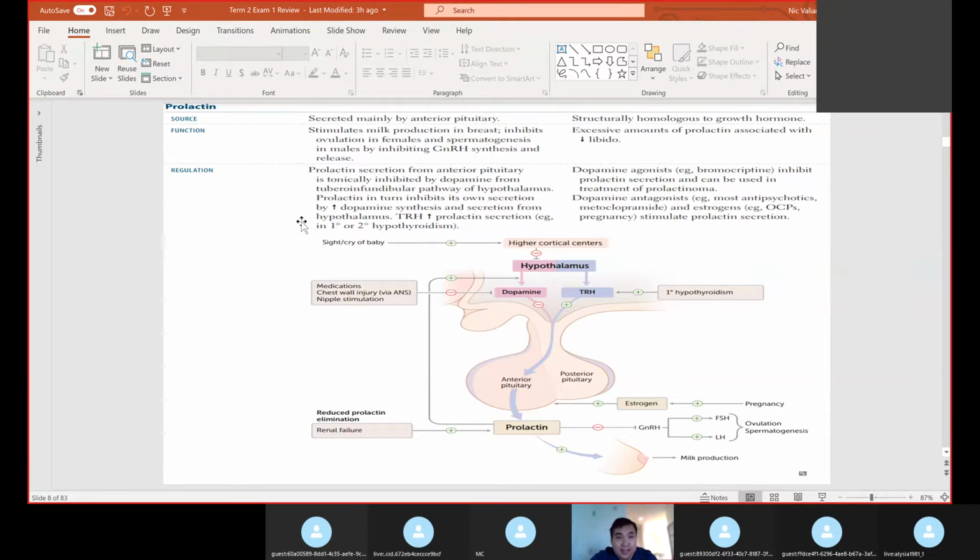Don't forget that TRH also increases prolactin secretion. So your thyroid releasing hormone also increases the levels of prolactin. High yield, dopamine agonists, your bromocriptine, your cabergoline, they inhibit prolactin secretion and can be used in treatment of prolactinoma. Dopamine antagonists also, like your antipsychotics or your D2 antagonists, your metoclopramide, and estrogens. Or if you're taking birth control or you're pregnant, it stimulates prolactin secretion.